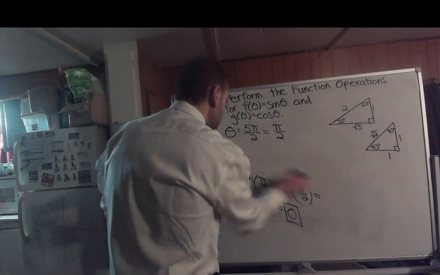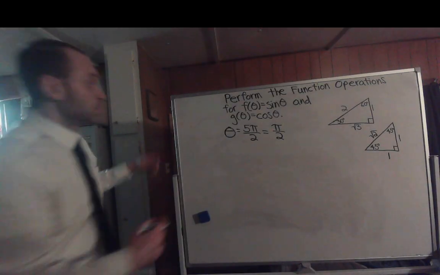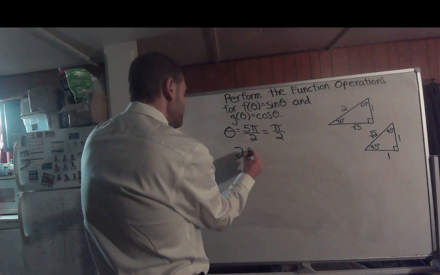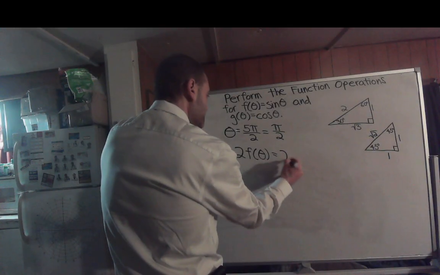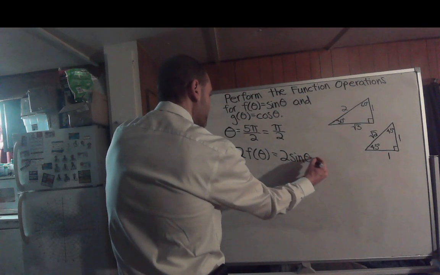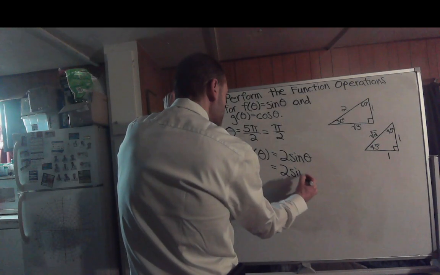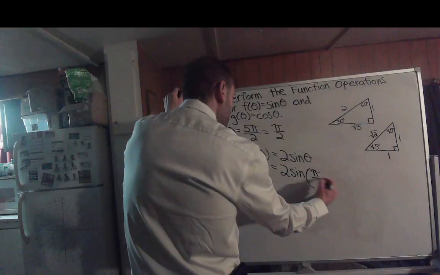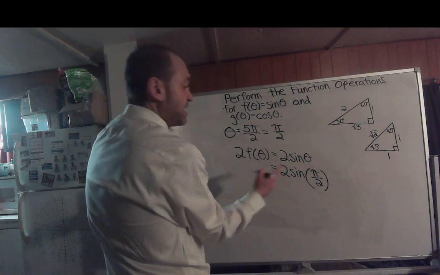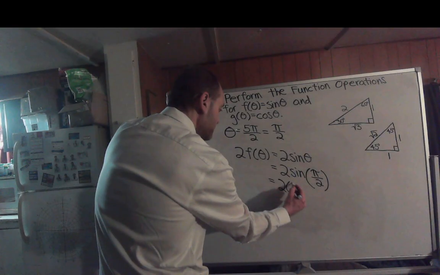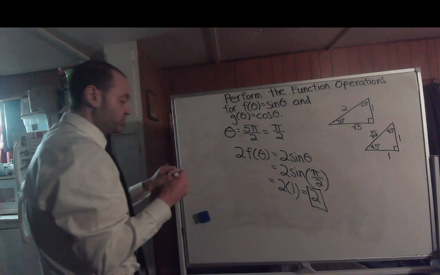Two more and we're done. Alright, 2 times f of theta. Well, f of theta was sine of theta, so this is the same as 2 times the sine of theta. Well, theta is pi over 2, so we're going to take 2 times the sine of pi over 2. Alright, so what is sine of pi over 2? That's 1, so you would take 2 times 1. You should end up getting an answer of 2. So your final answer should be 2 for this.